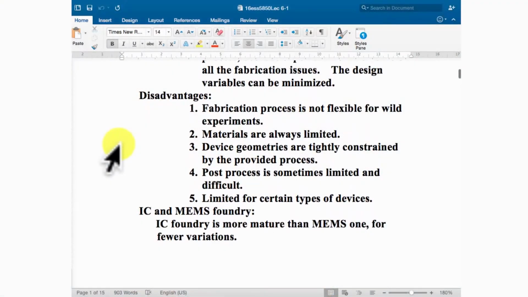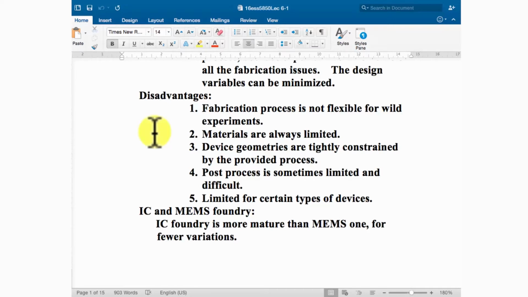But there are still some disadvantages when we talk about MEMS fabrication and MEMS design, because as you know, the MEMS fabrication or design process needs many different kinds of complex ways to do the fabrication. So when you consider using a foundry service, the fabrication process is limited. You can only use the processes that the foundry or vendor provides. If they don't provide the fabrication you need, you need to do it by yourself. That's for MEMS, so it's different. The fabrication process, for example, is not flexible for wide experiments and applications. The second issue is that the materials you can choose are always limited.